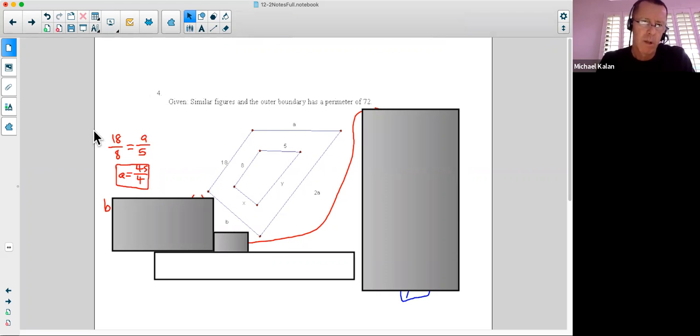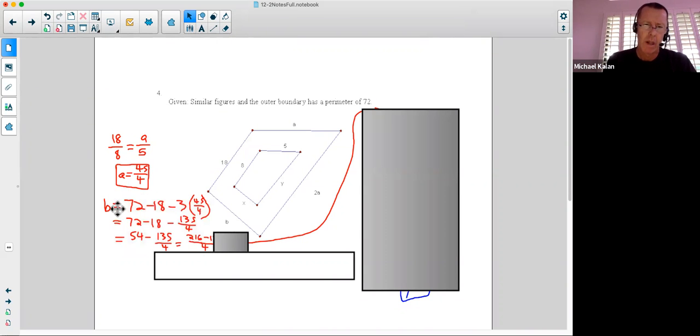I could cross multiply and so forth, and then reduce the fraction, because that would be what, 18 times 5 is 90 divided by 8. 2 goes into both of them. So that would be 45 over 4. And then once I know what A is, and I know the perimeter of the outer figure is 72, then I know this is 45 over 4. I know this is 2 times 45 over 4, or 45 over 2. And then I can go from there.